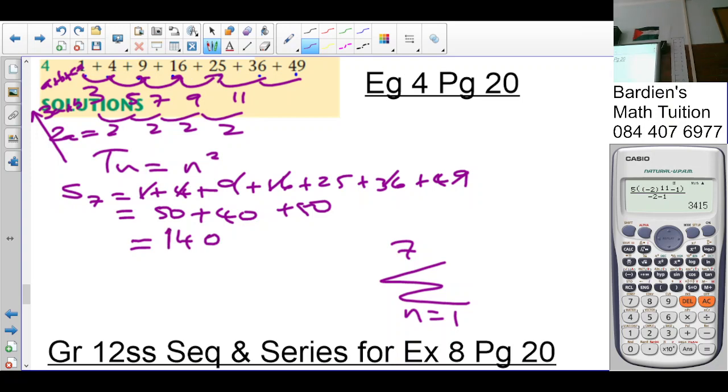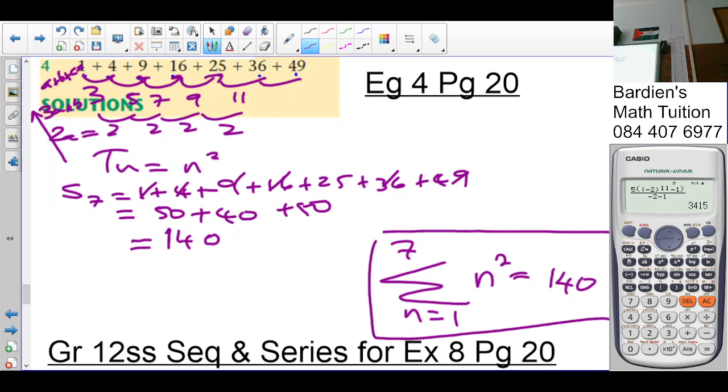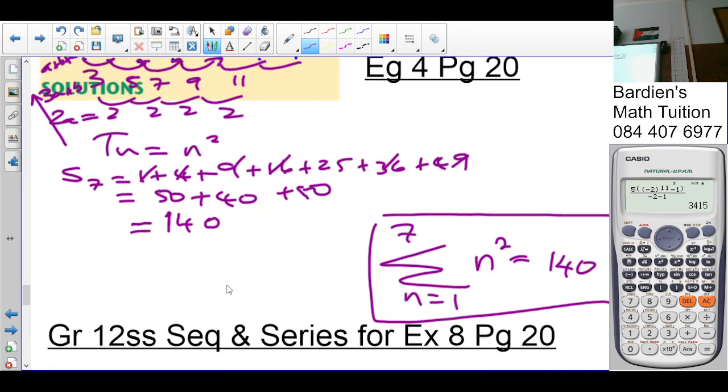So if you write that in sigma notation, it's going to be the sum of n squared, remember the general term, is equal to 140. And that's the answer they're looking for. So with that, you should be able to do the whole of exercise 8, which is on page 20.